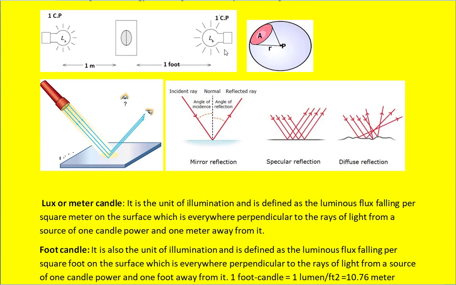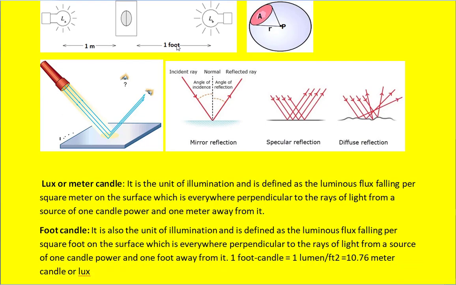Next, foot candle. It is also a unit of illumination. Here also, let us say we have the light source which has the luminous intensity equal to 1 cp, and this light is situated 1 foot away from the surface to be illuminated, and the surface is perpendicular to the rays of the light. Then the illumination received by the surface is called 1 foot candle.